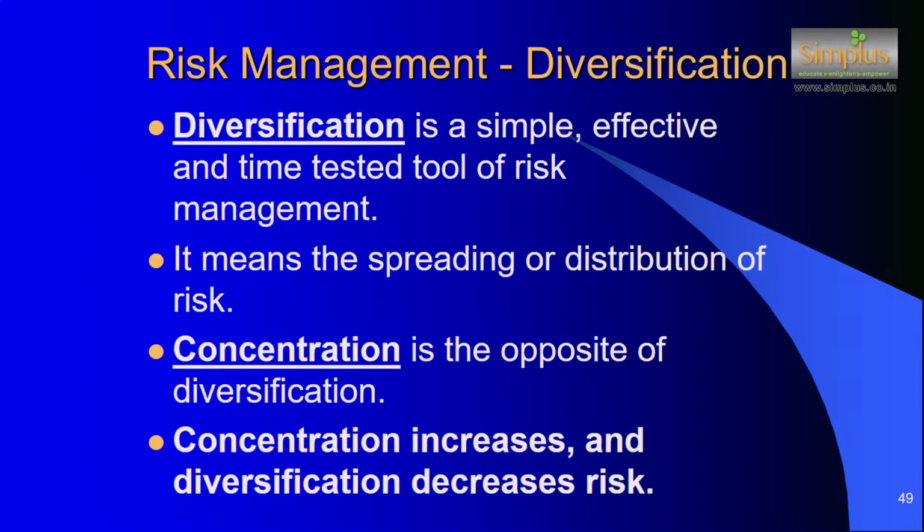Let us look at them one by one. The first is diversification. Diversification is a simple, effective, and time-tested tool of risk management. It means the spreading or distribution of risk. Concentration is the opposite of diversification. Concentration increases and diversification decreases risk.